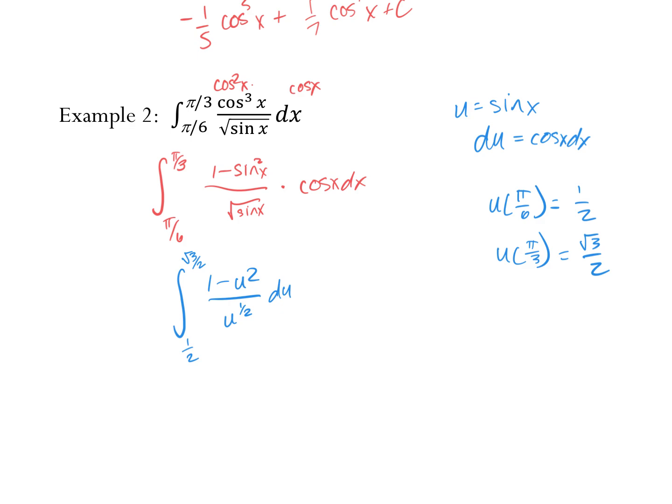How are we feeling about integrating this? You just split it up, yeah? So, I mean, technically we are essentially just distributing that u to the 1/2 on the bottom. So I would call that u to the negative 1/2 minus u to the 3/2 du.